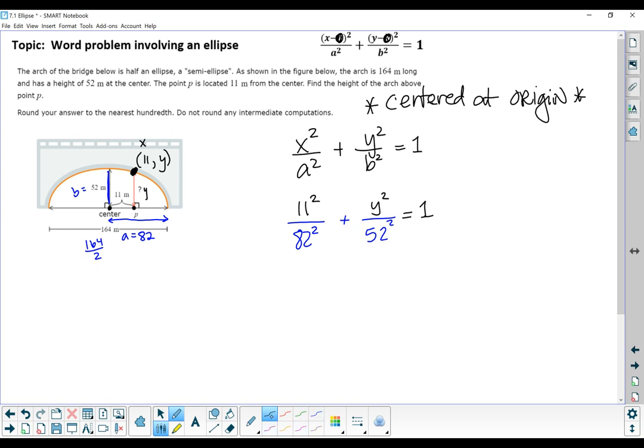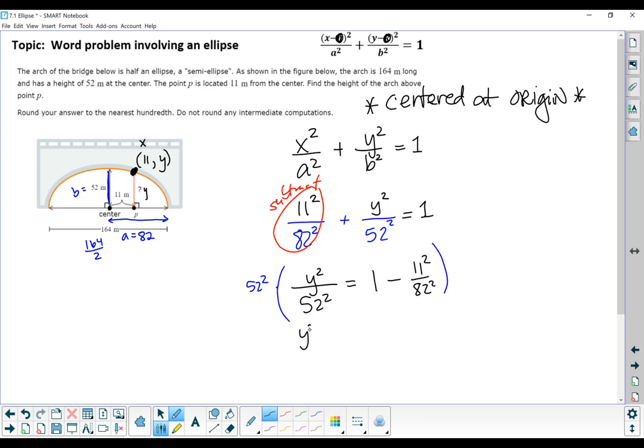All right, so if we think about getting that y by itself, the first thing we might do is subtract this. So then our equation looks like y squared over 52 squared equals 1 minus 11 squared over 82 squared. Our y squared is divided by 52 squared, so we're going to multiply both sides by 52 squared. And so that gives us y squared equals 52 squared times 1 minus 11 squared over 82 squared.